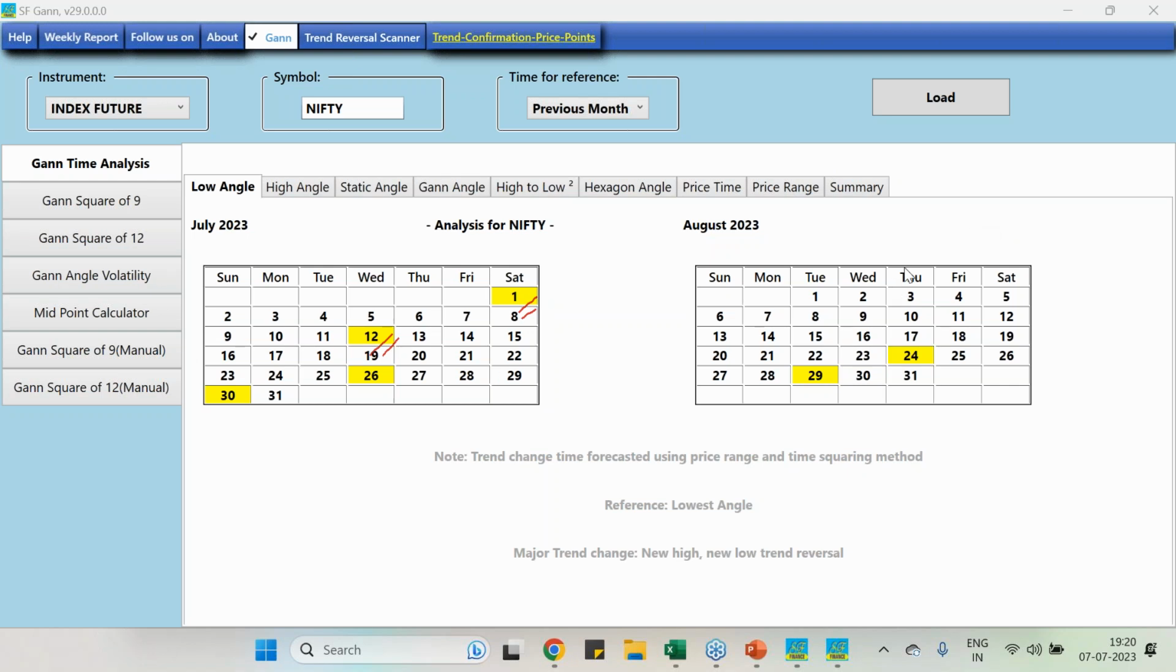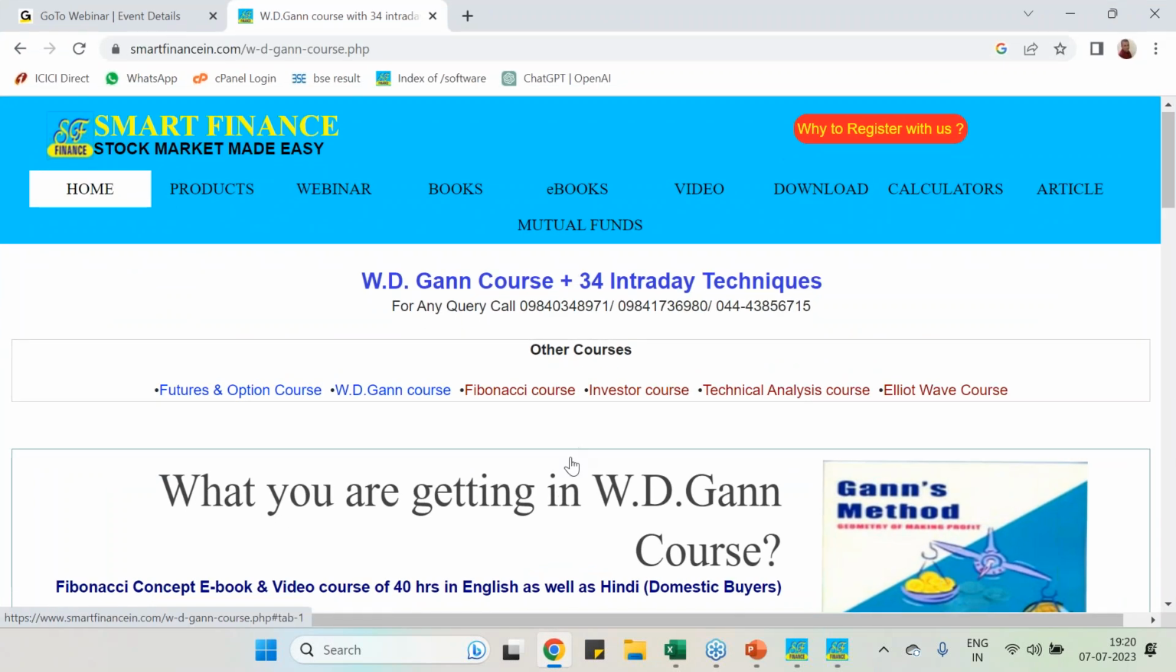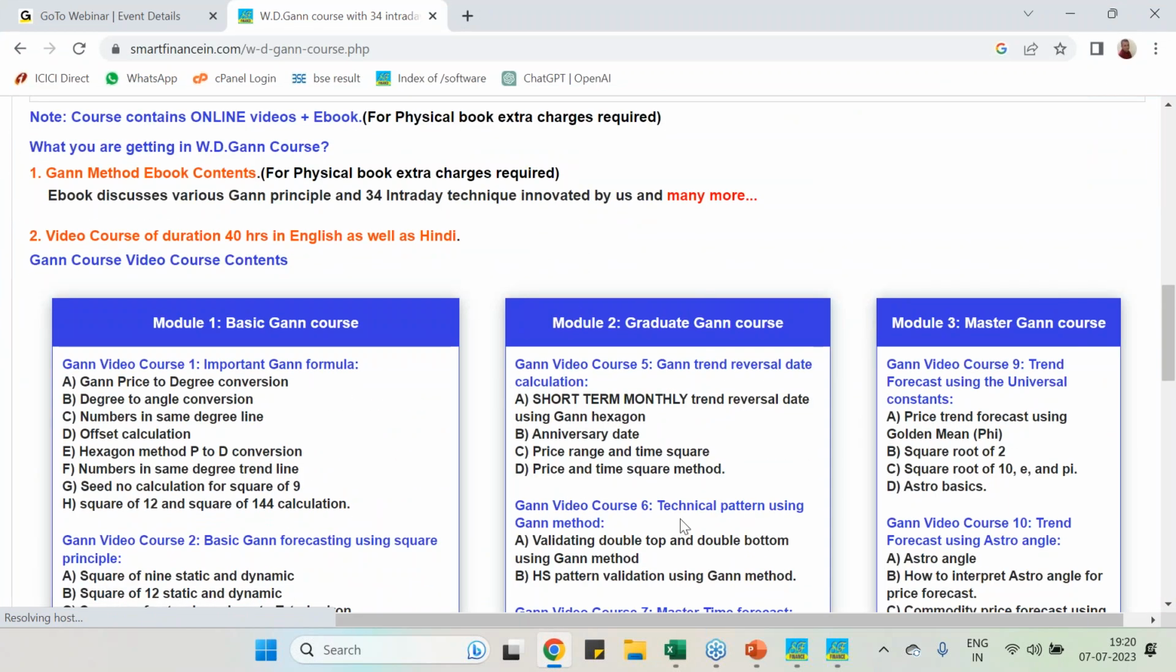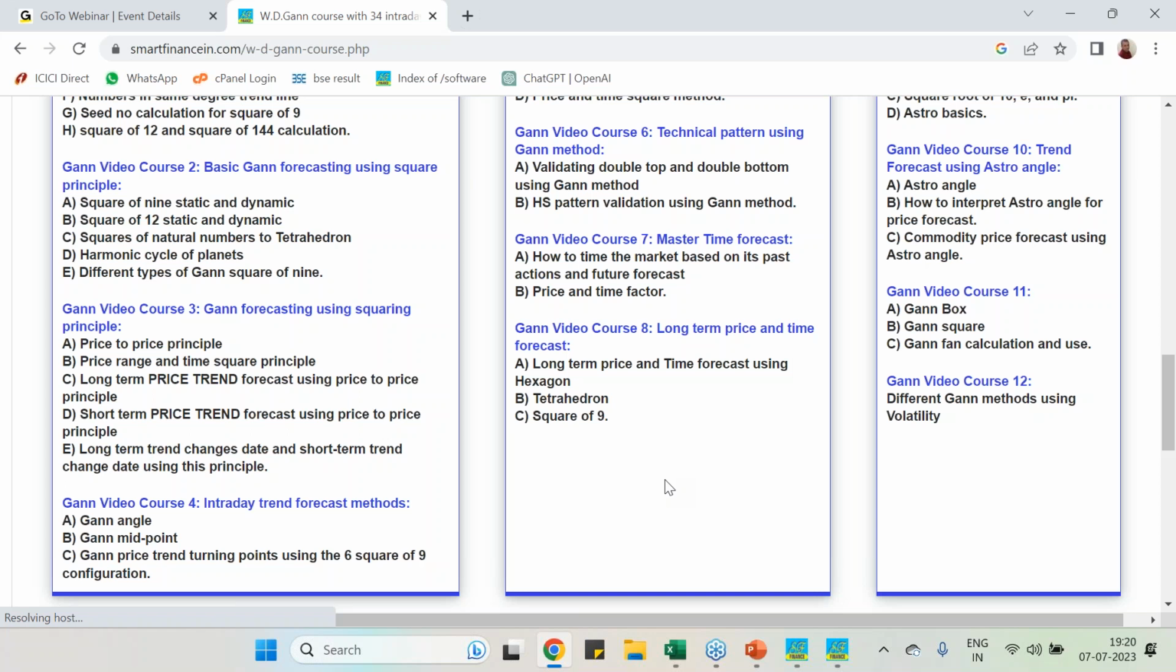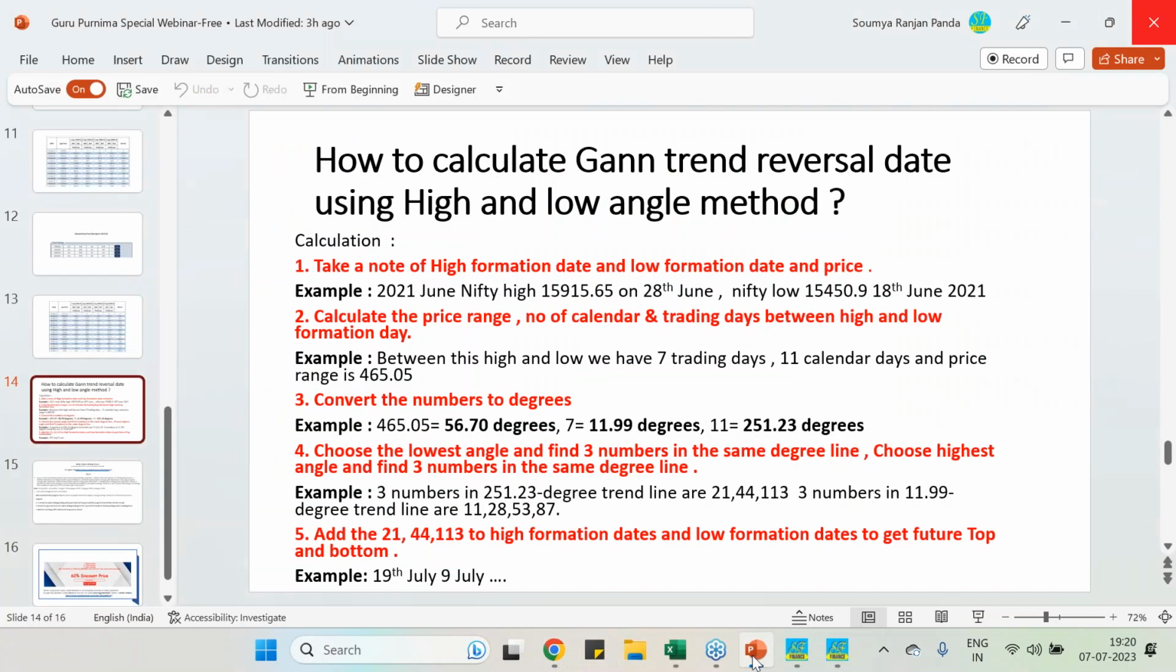That is what your high angle, low angle method is. Similarly, you have other methods also. So in the Gann course I have explained the entire thing. What are the things, near to 40 hours, I have explained various concepts. Those who have joined the program also learned many things. Many of you have joined and learned that program. So that is also there.